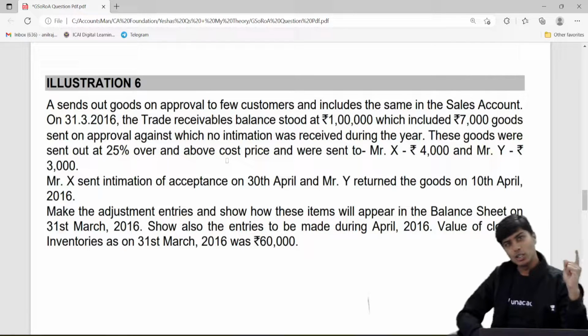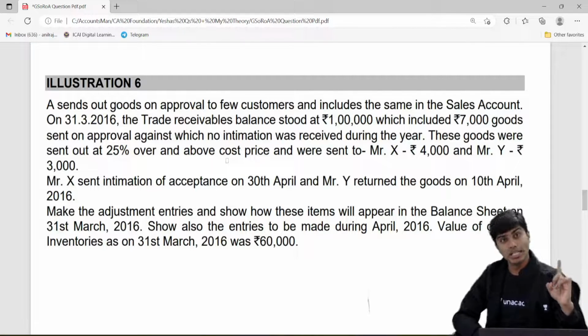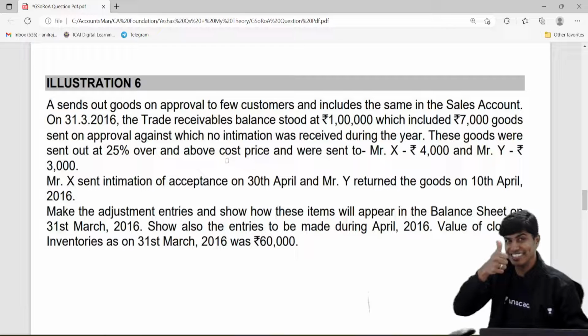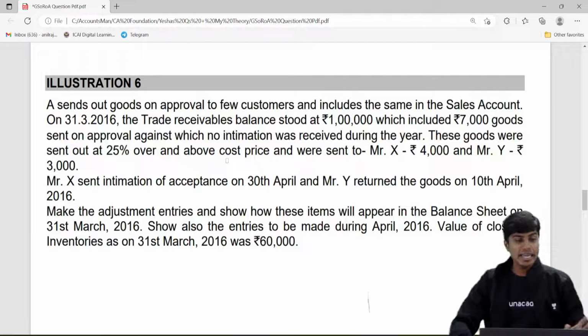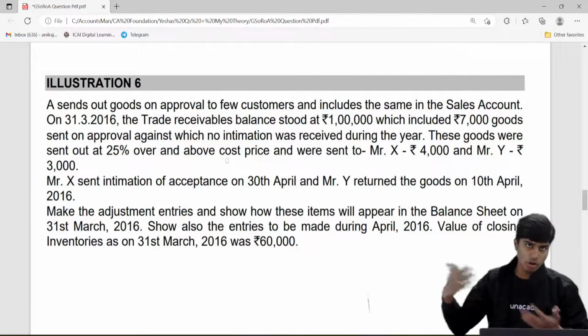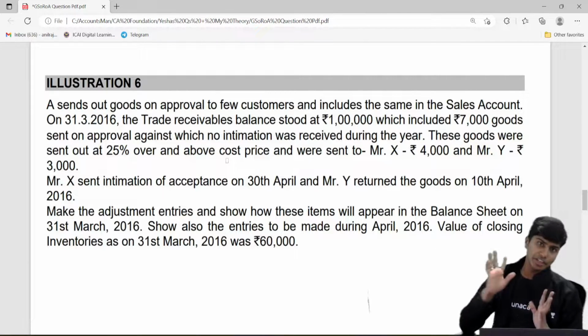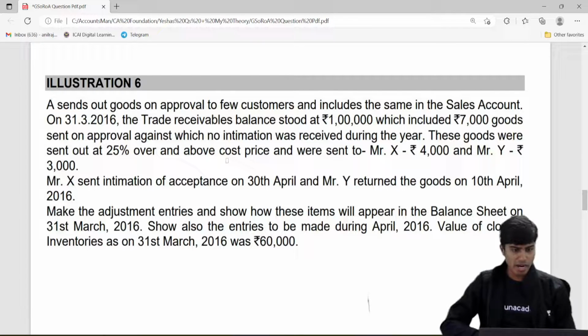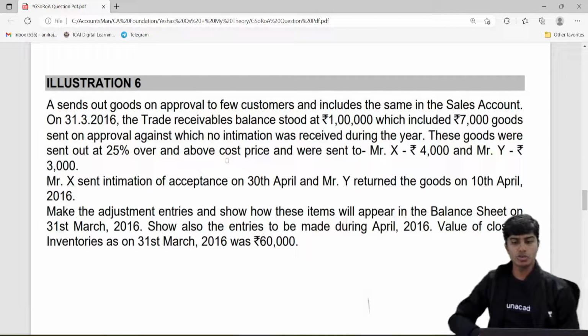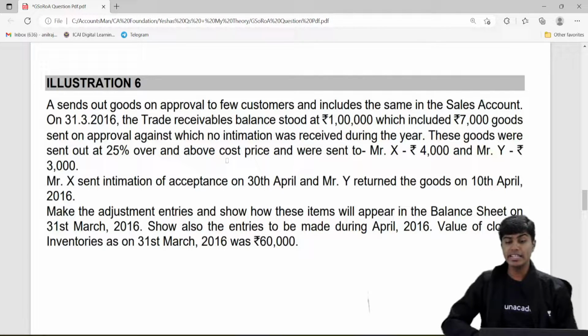Then you can come back to this video watching the solution to illustration number 6. Great. Come on, let's read this. A sends out goods on return on approval basis to few customers and includes the same in sales account. So they've already recorded the sales entry very optimistically when the goods are sent without waiting for acceptance. On 31st of March 2016, trade receivables balance stood at 1 lakh, good for them, which included 7,000 goods sent on return or approval, against which no intimation has been received during the year.